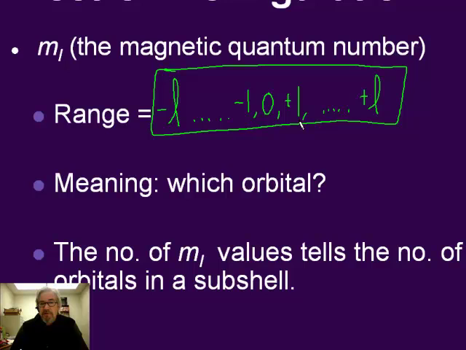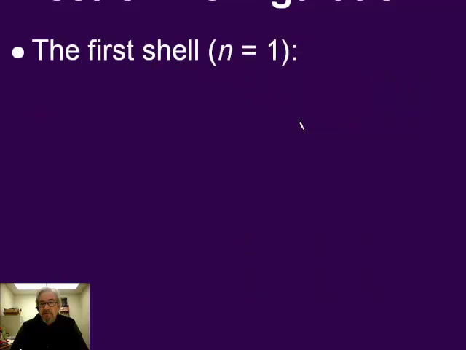So let's apply this to an actual shell and see what we can learn about where the electrons are. This is called electron configuration. That's what we're working toward.